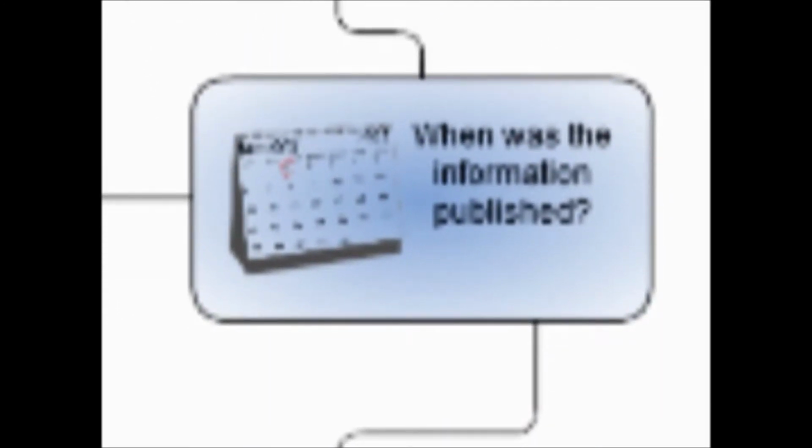In order to determine currency, you need to find out when the resource you are looking at was published. Check for a copyright date. In the case of a web page, you can also look for a last updated notice. One important thing to keep in mind is that how recent or current your source should be differs depending on the topic you are researching.